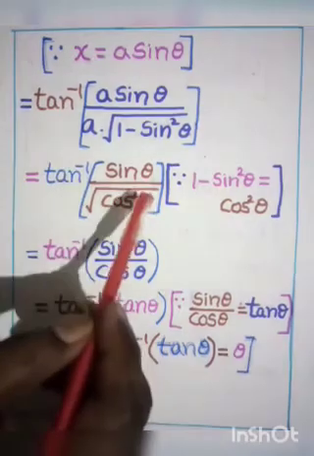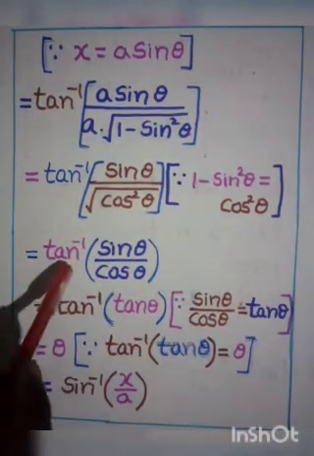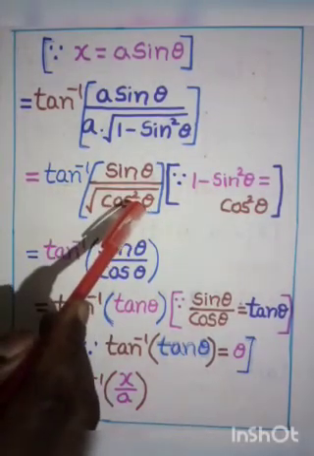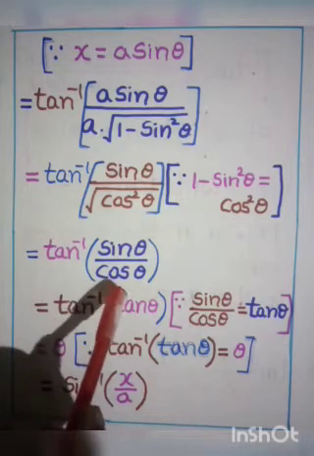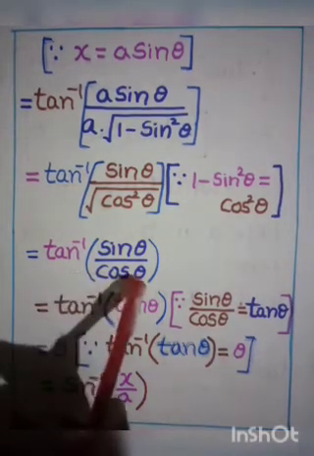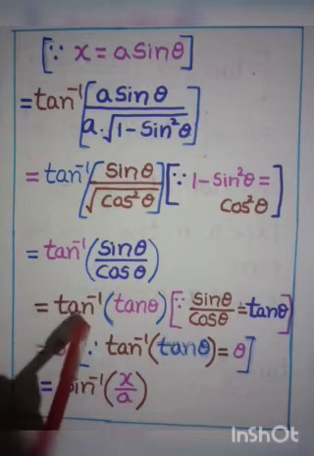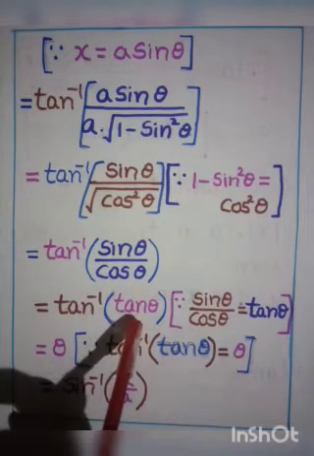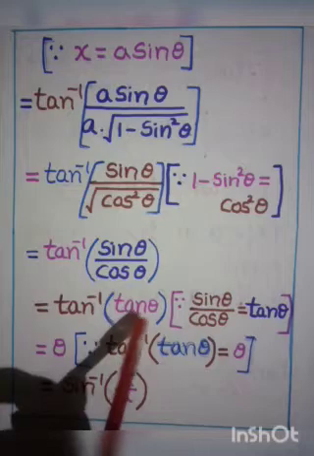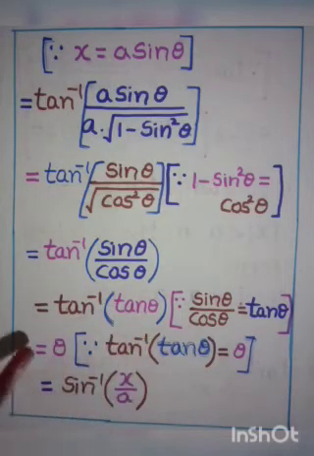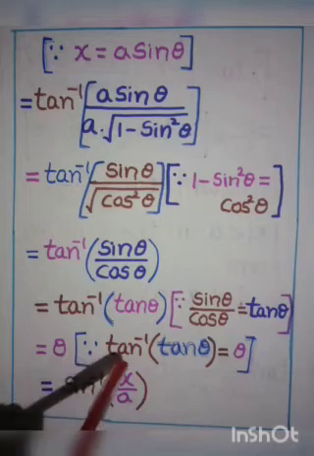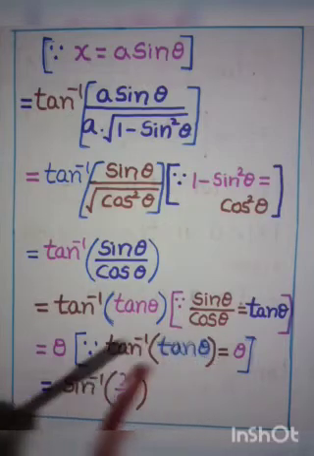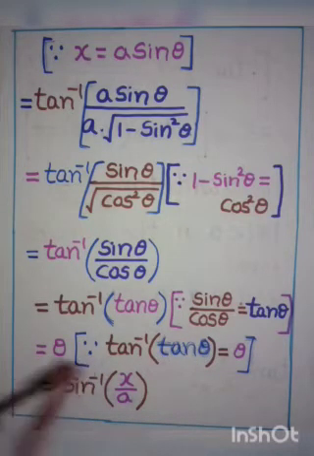Understood this step, my dear children? Right. That is equal to tan inverse of sin theta by square root of cos square theta. What do you get here? Square root of cos square theta, cos theta. So I wrote cos theta in the denominator. Understood this step, my dear children? Right. That is equal to tan inverse of tan theta, because sin theta by cos theta is equal to tan theta. That is why I wrote here tan theta. Understood this step, my dear children? Right. That is equal to theta, because tan inverse of tan theta is equal to theta. This is the property of inverse trigonometric function. Therefore, I wrote here theta. Understood this step, my dear children?